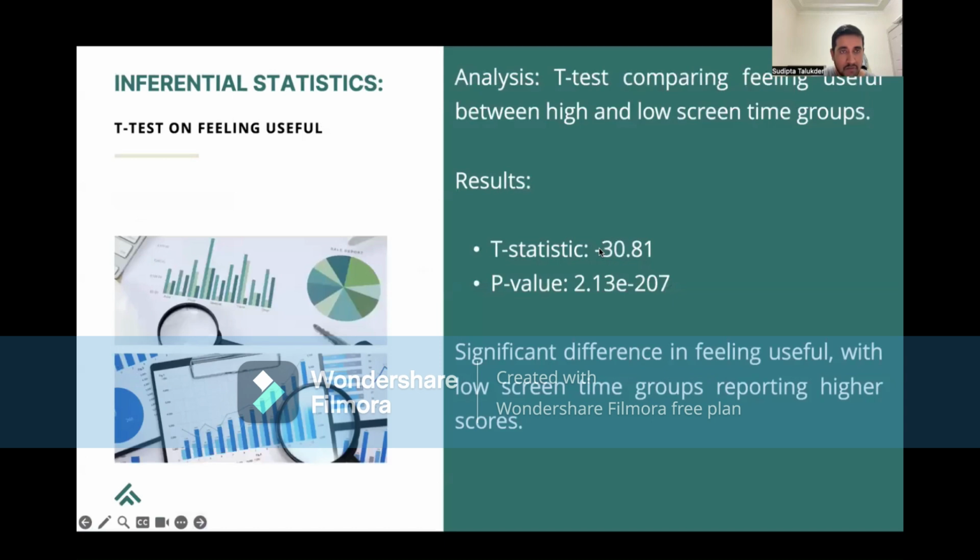We performed another t-test on feeling useful to compare how useful respondents felt between high and low screen time groups. Again, the low screen time group reported significantly higher scores. The p-value here was also extremely small, indicating that the difference is statistically significant. Here we find that the t-statistic is minus 30.81 and the p-value is below 2.13 times 10 to the minus 207.